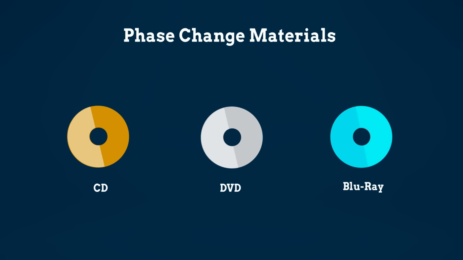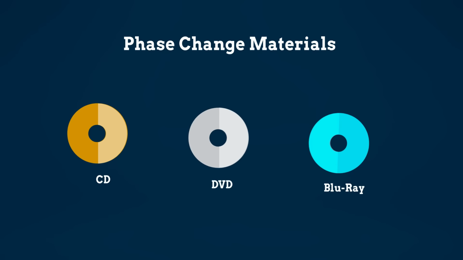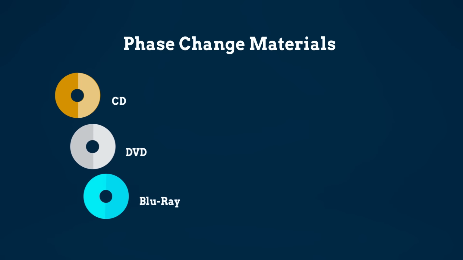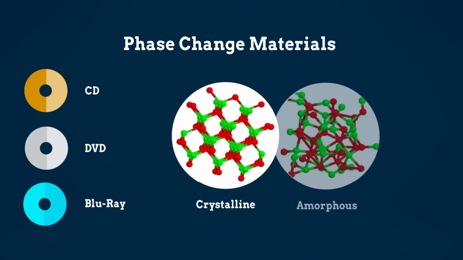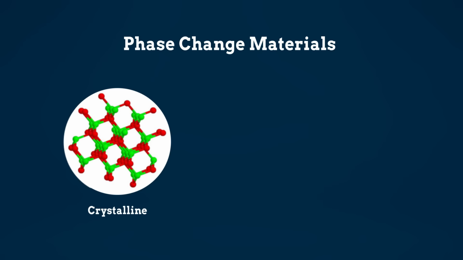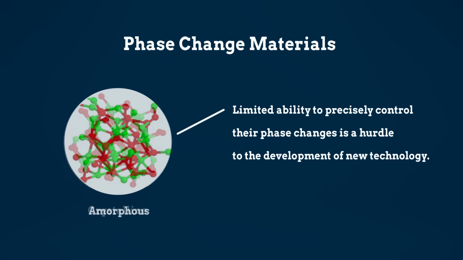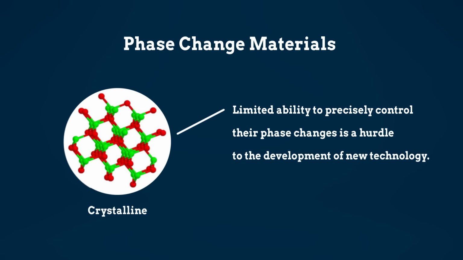We owe the existence of rewritable CDs, DVDs, and Blu-ray discs to phase change materials, whose structures can be switched back and forth between their crystalline and amorphous phases. Phase change materials have even more exciting applications on the horizon, but our limited ability to precisely control their phase changes is a hurdle to the development of new technology.